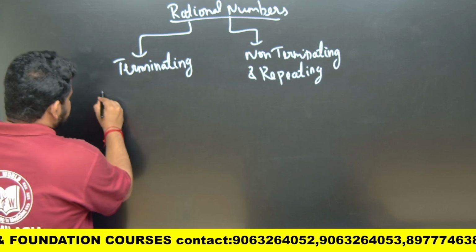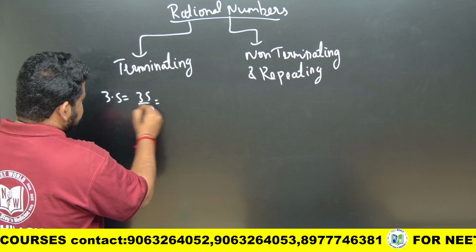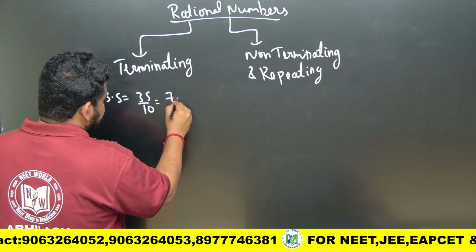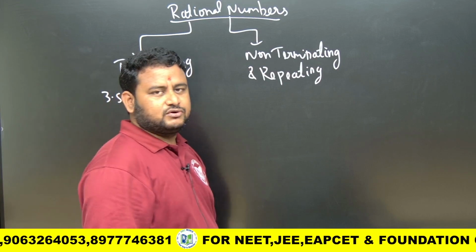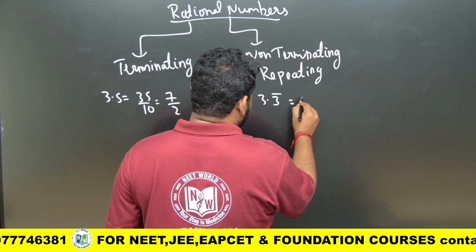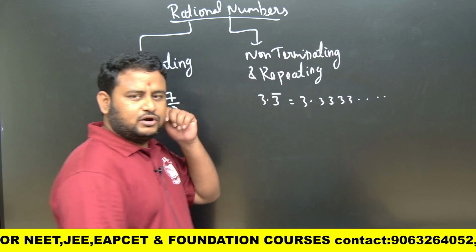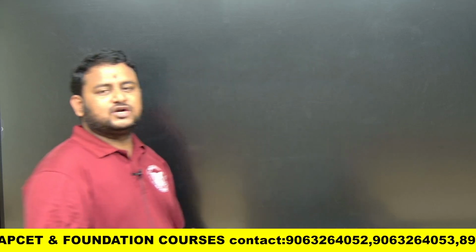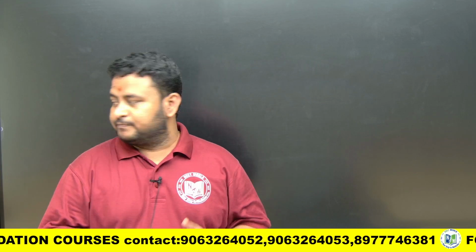If you have 3.5, I can write it as 35 divided by 10, which I can write as 7 by 2. Non-terminating means it is not going to end. For that we had the example 3.3 bar, which is 3.333, and it goes on like this. Now this we already know. Now our interest is to learn how to convert non-terminating and repeating decimals into a fraction, that is, in the form of p by q. How to convert them?